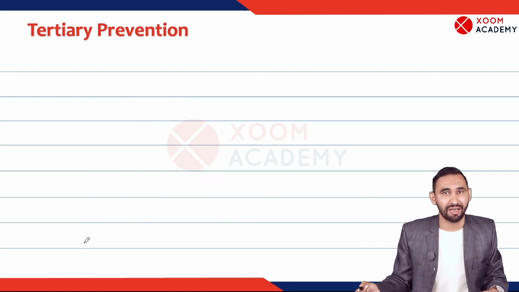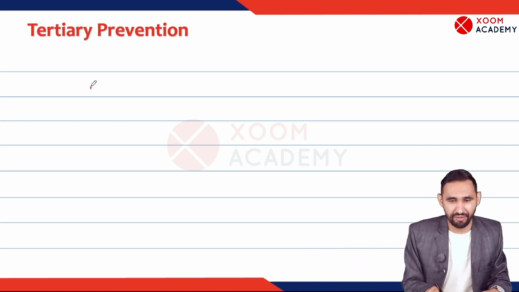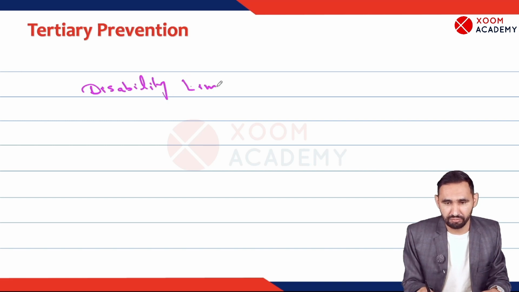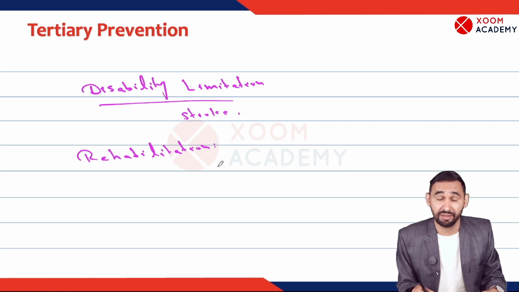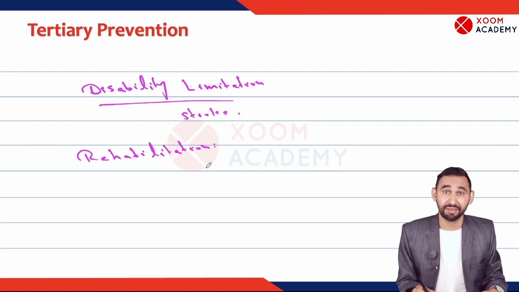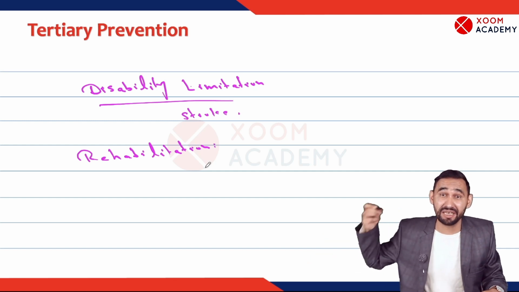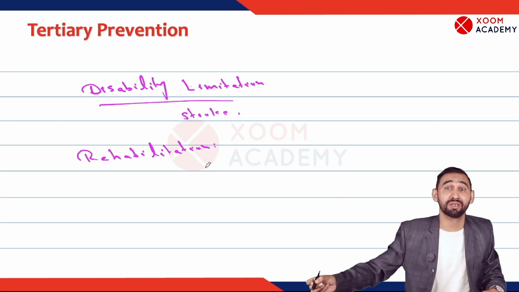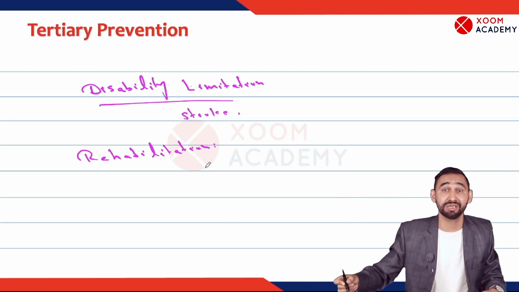Tertiary prevention. Hypertension is a long-standing disease. It can cause disability. So we have to limit disability. Like it can cause stroke. So we need to manage stroke. Plus, there should be rehabilitation. Which kind of rehabilitation? Social, vocational, physical, psychological. A person is ill for several years, he is taking medication, he is going to hospital on a regular basis, there are psychological problems. He should be counseled, he should be taught, he should be guided.